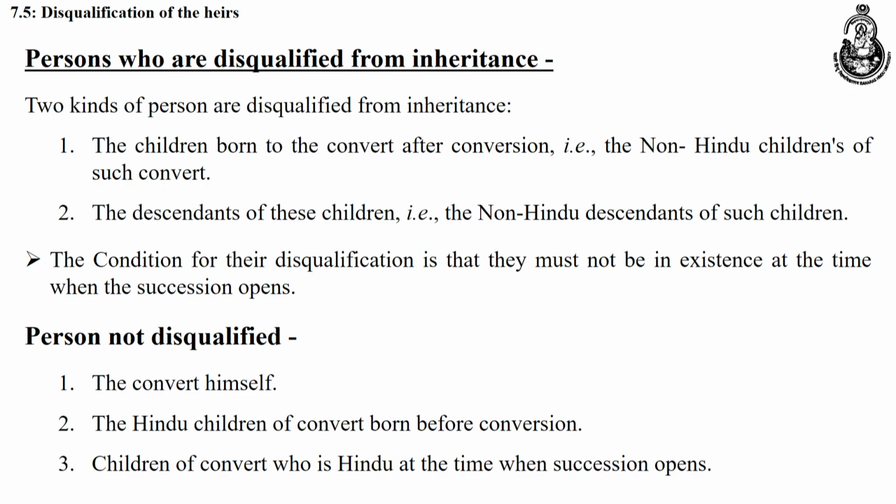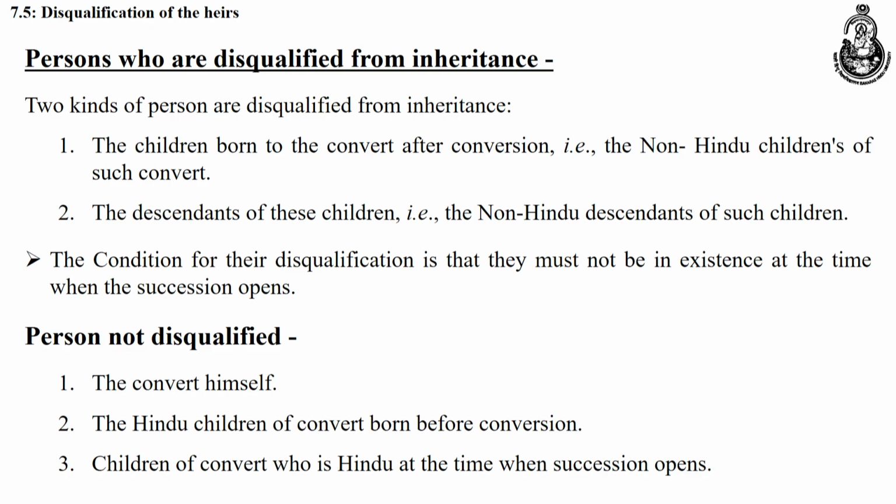Now I am explaining Section 26, persons who are disqualified from inheritance. Two kinds of persons are disqualified from inheritance. First, the children born to the convert after conversion, i.e., for example, non-Hindu children of such convertee. The non-Hindu descendants of these children are also not eligible to inherit the property. The condition of their disqualification is that they must be in existence at the time when the succession opens.